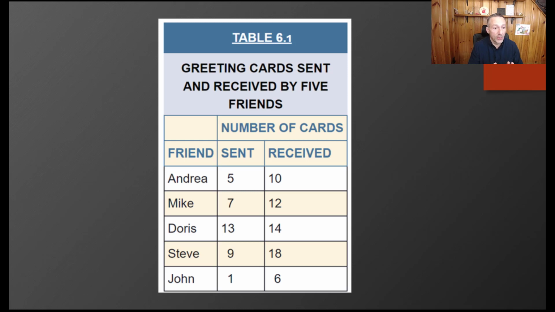And so this is the first chapter where we really get into one of the statistical analyses that we're going to conduct, which is the correlational analysis. We are going to look to see if two variables are related. What we have here are greeting cards sent and received by 5 different friends, Andrea, Mike, etc. So Andrea sent 5 and she received 10 from her friends.